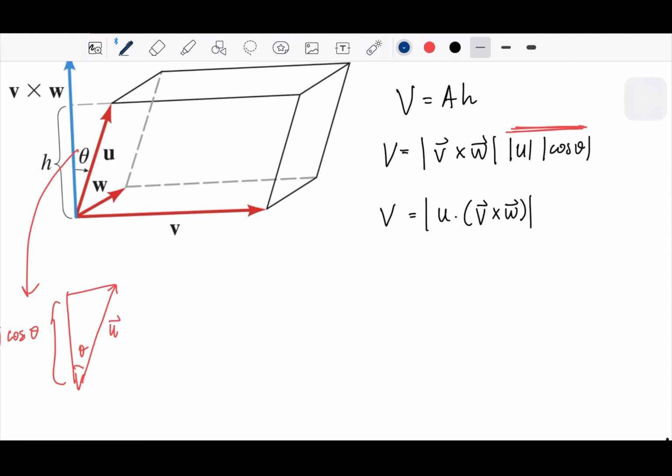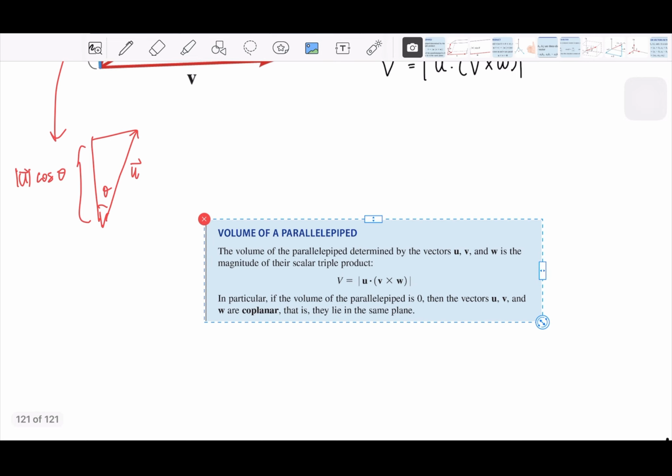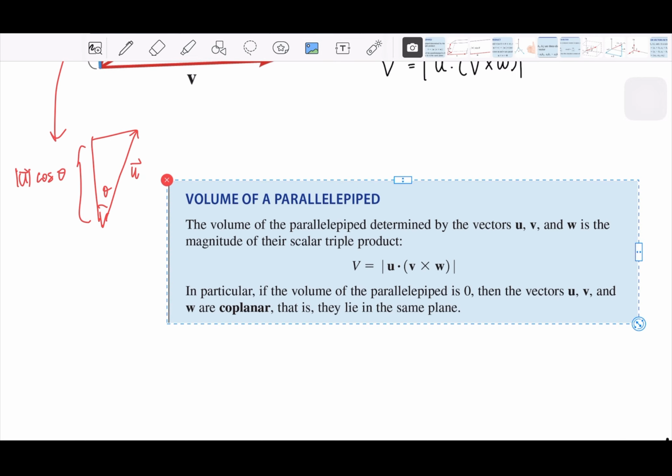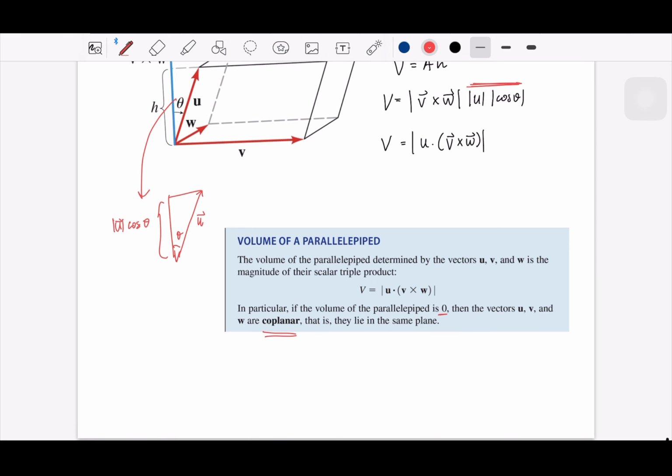And then there is also another term for this type of parallelepiped. If the volume of the parallelepiped is 0, which means that U dot V cross W is 0, then all the vectors U, V, and W are on the same plane, or we call them coplanar. So that's why we don't have volume if it's 0. So that's the applications of the cross product.